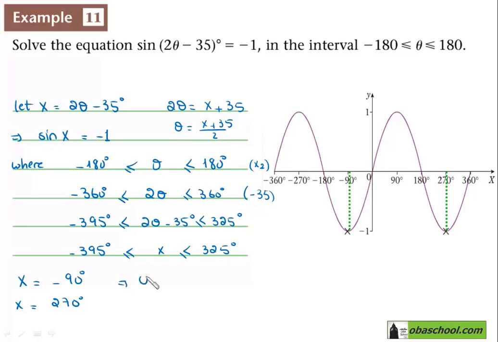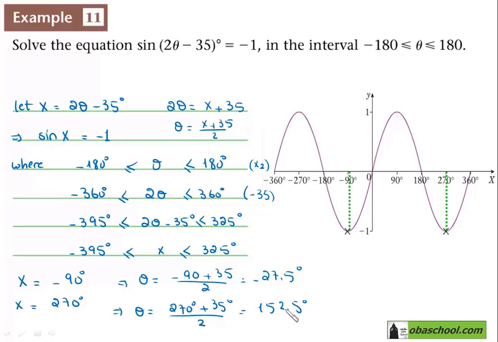Below we say the following. Theta equals x, which is minus 90, plus 35 over 2. The answer is minus 27.5 degrees. Now here, theta equals x, which is 270, plus 35 over 2. The answer is 152.5 degrees. As you can see, these two angles are inside the range that is specified for theta.